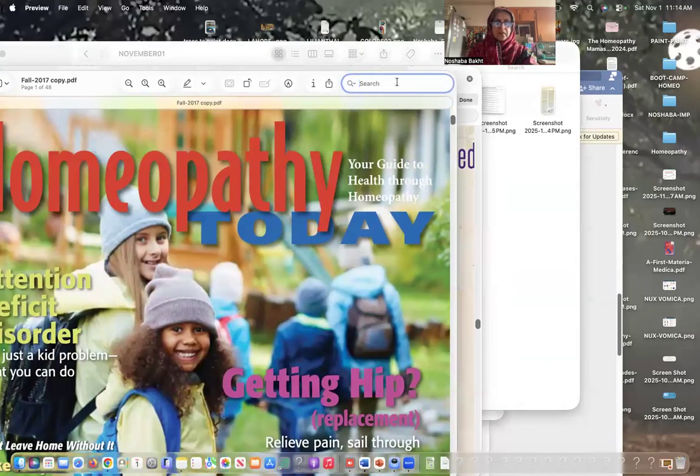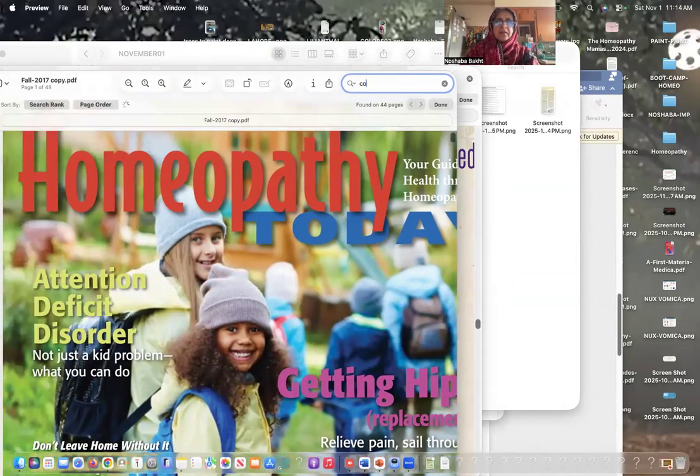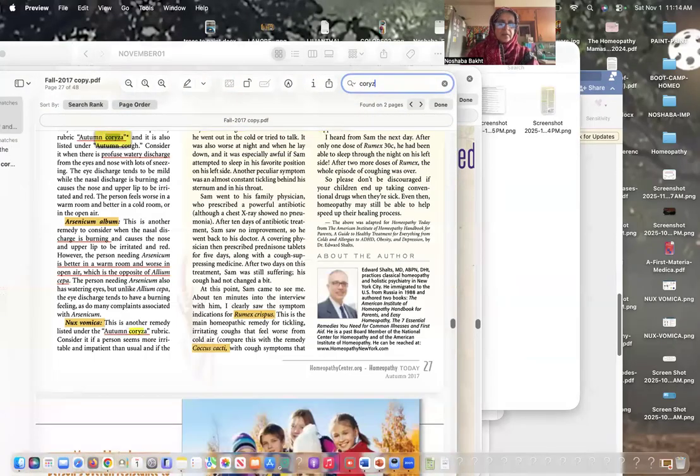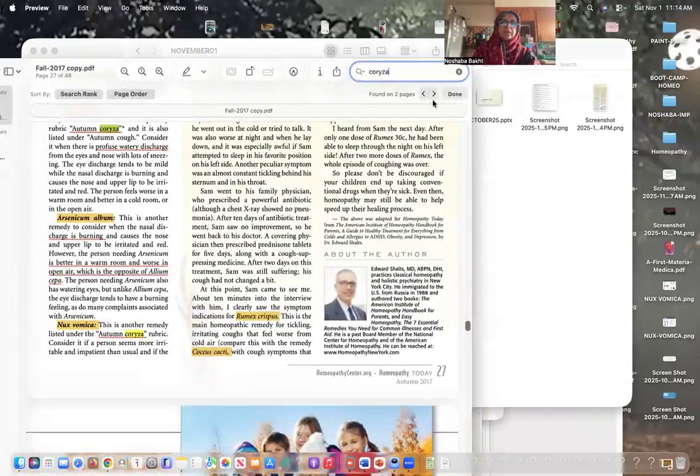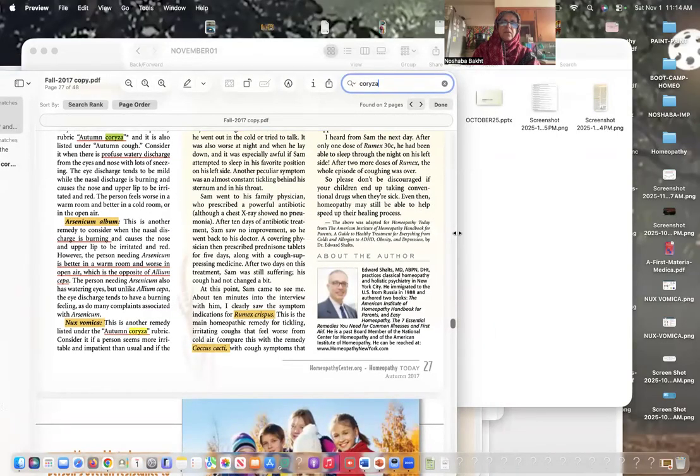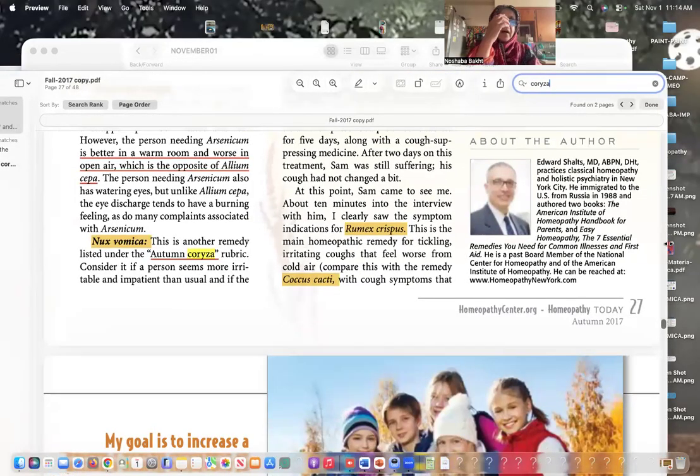Let me look at coryza. Sister Noshaba: Yes. I mean, everything is very haphazard in homeopathy. I have a feeling like this. And any medicine can be given to anyone. I mean, I can take aconite, I can take sepia for myself, things like this.